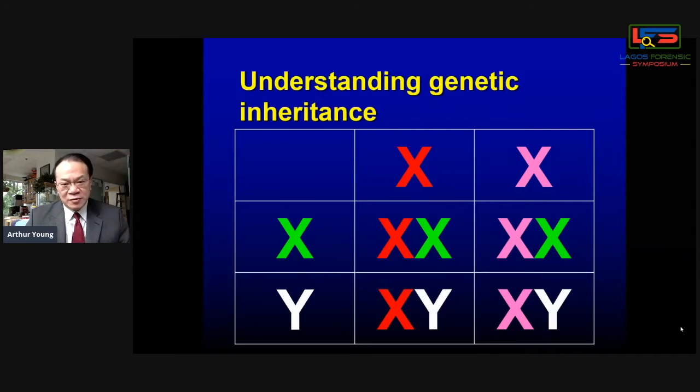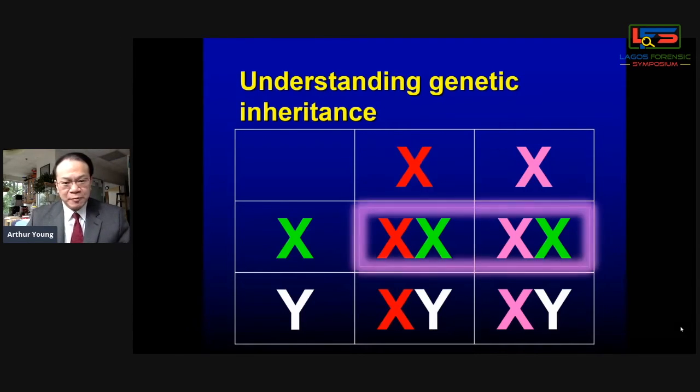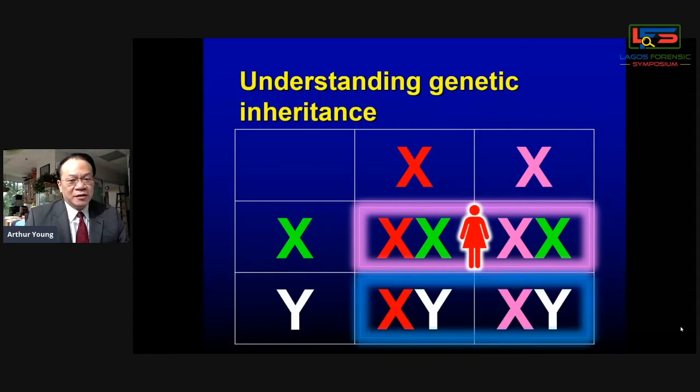But you will note, if the child has 2 X's, there's going to be a daughter. But if the child has an X and a Y chromosome, then it's going to be a son. These are the 4 genetic possibilities, but there are only 2 physical possibilities, a son or a daughter.